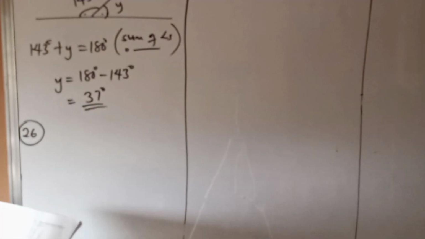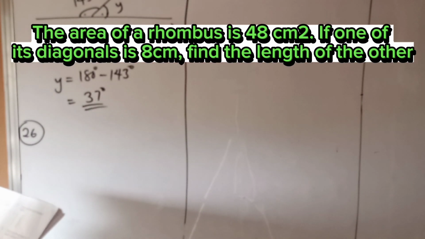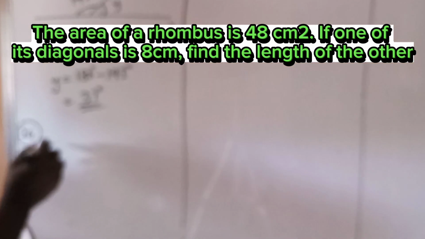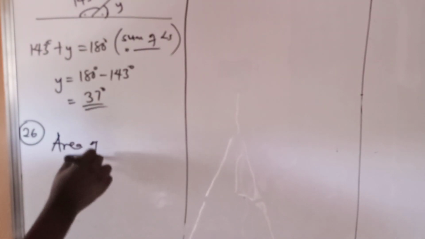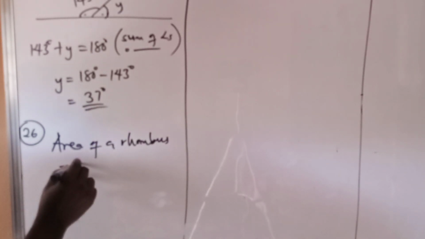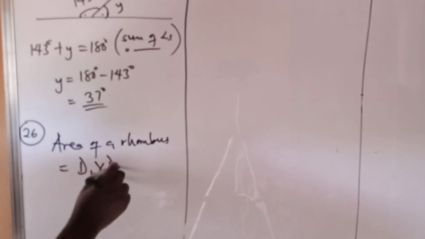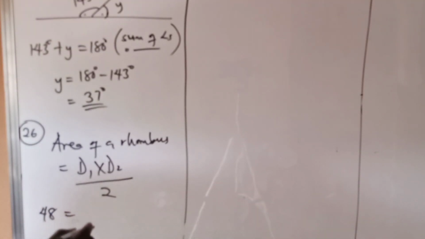Then 26. The area of a rhombus is 48 centimeters squared. If one of its diagonals is 8 centimeters, find the length of the other. So the first thing is, what's the formula for calculating the area of a rhombus? The area of a rhombus is diagonal 1 multiplied by diagonal 2 divided by 2. Since we have been given the area to be 48, that will be 48 equals 8, the first diagonal, times the second diagonal, which we are looking for, divided by 2.